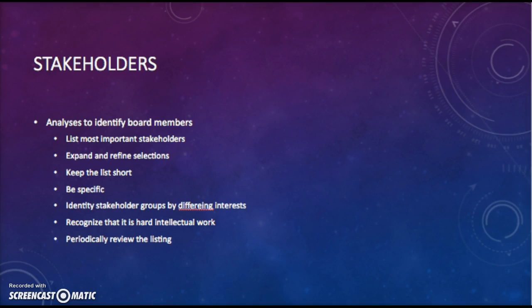Be specific. Describe the characteristics of each stakeholder and formulate a brief rationale stating why each should be designated an owner. You want to identify stakeholder groups by the differing interests that they have. You recognize that this is hard intellectual work, so striving for precision regarding who stakeholders are or should be will precipitate conflict. Your board should periodically review its listing. So overall, the goal is consensus. Your board must agree about the stakeholder groups on whose behalf it governs.